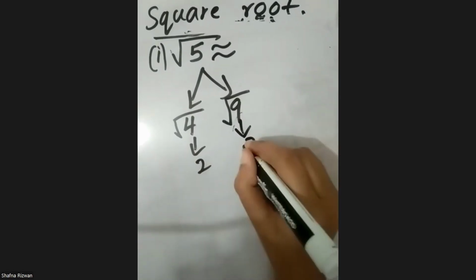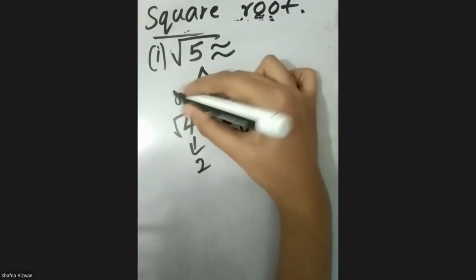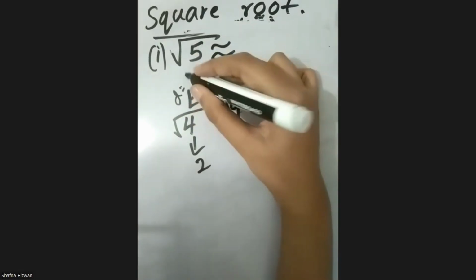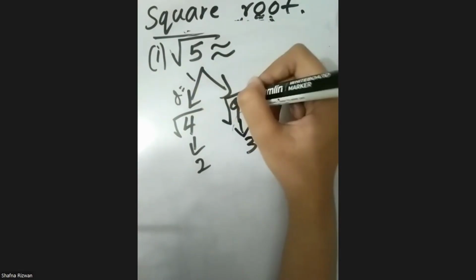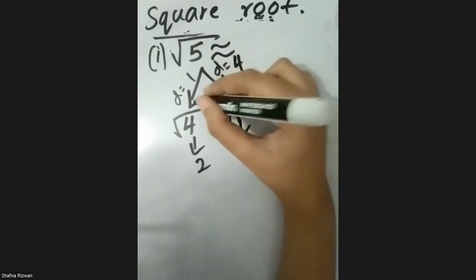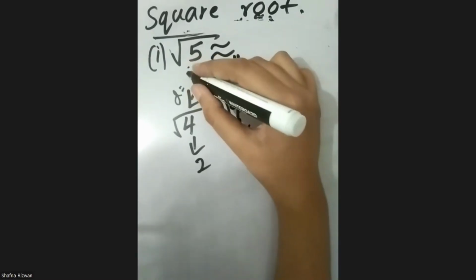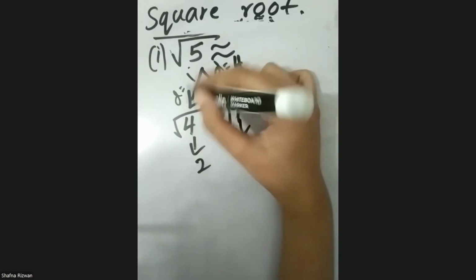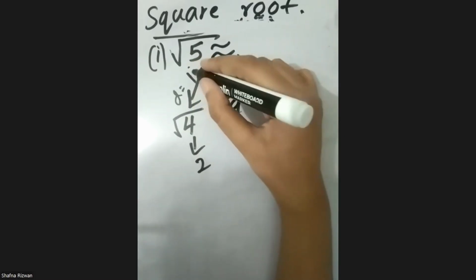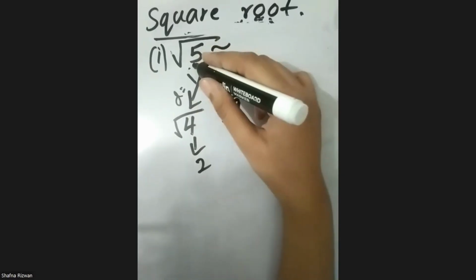Now in between this you have to take. But before that, see the difference between 5 and 4. That will become how much? 5 minus 4 is 1. And what's the difference between 5 and 9? That will become 9 minus 5, which will give you 4. So what is the closest value, 4 or 9? That is 4. Why is 4 closest? Because you are getting 1, which is the smallest value. So this 4 is closer to 5.